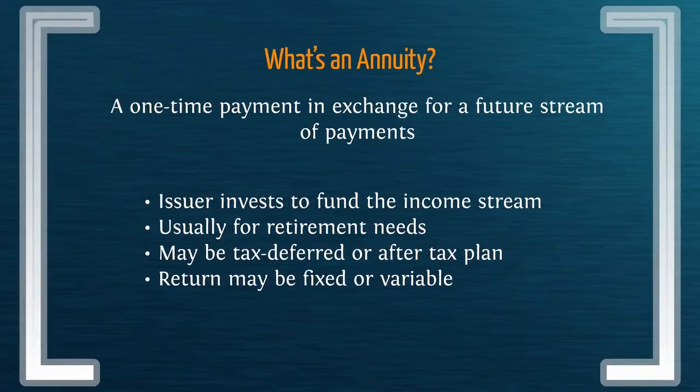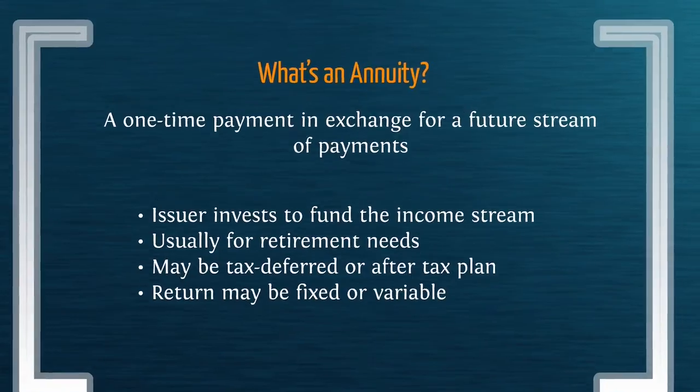An annuity is basically an exchange of an upfront payment for a stream of future payments that will be paid out. The issuer invests that upfront payment in order to have a return that will finance that income stream. This is usually done for retirement purposes, and they can be tax deferred or after tax plans, and they can have fixed or variable payments and returns depending on the investor's needs.